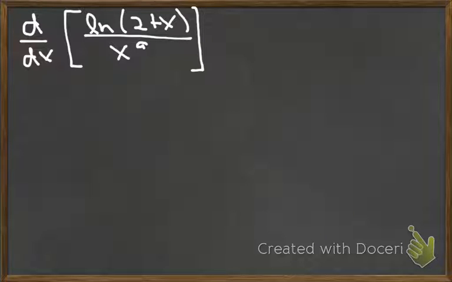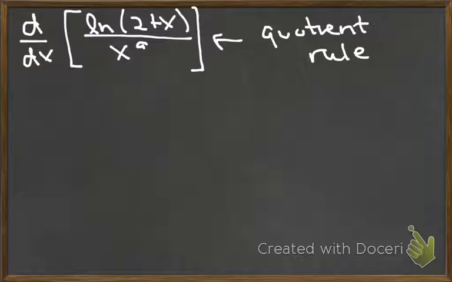Okay, so suppose I was trying to find the derivative of the natural log of 2 plus x divided by x to the ninth power. So the first thing I realize here is that this is a quotient, so I'm going to have to use the quotient rule. And now I need to identify my u and my v. So it looks like this is u, the natural log of 2 plus x, and x to the ninth is v.